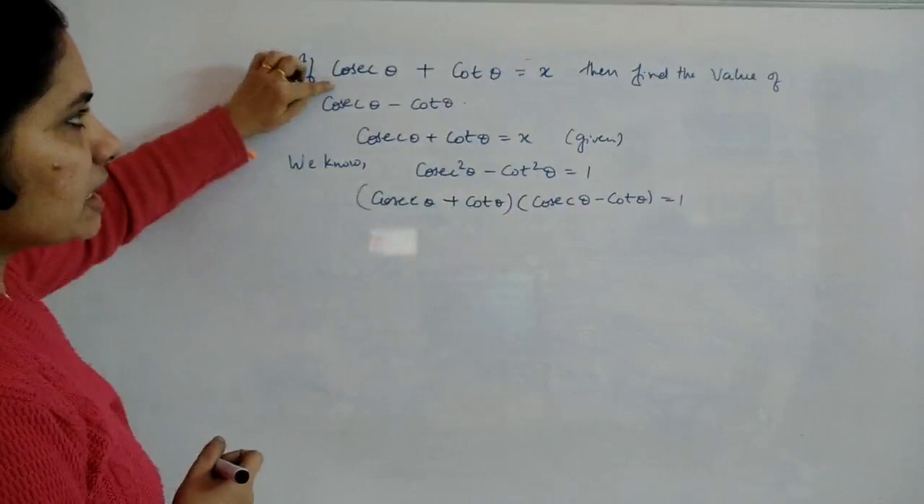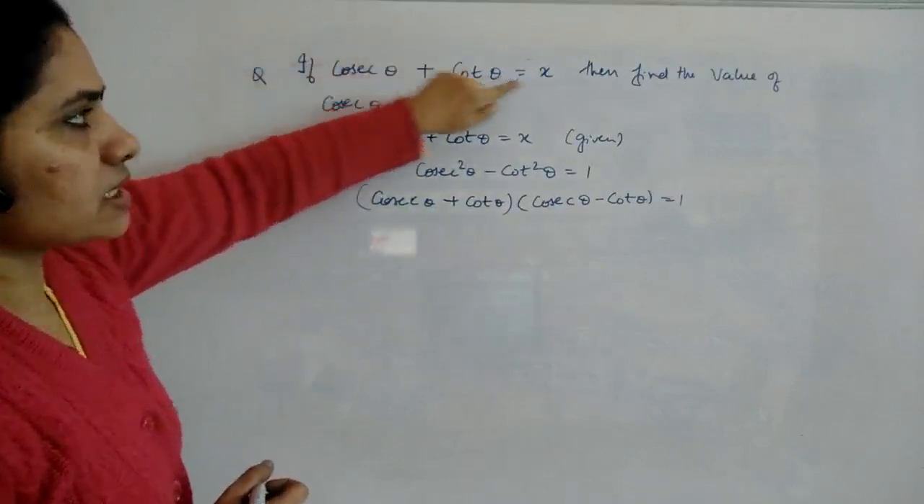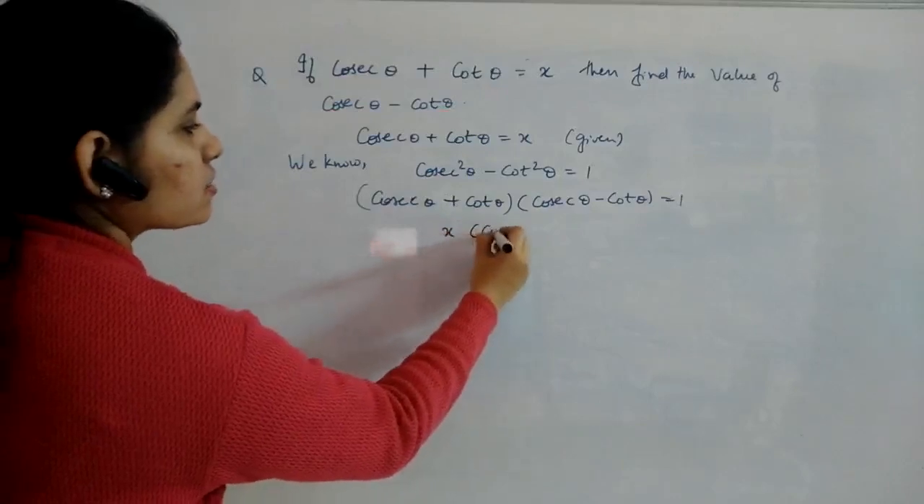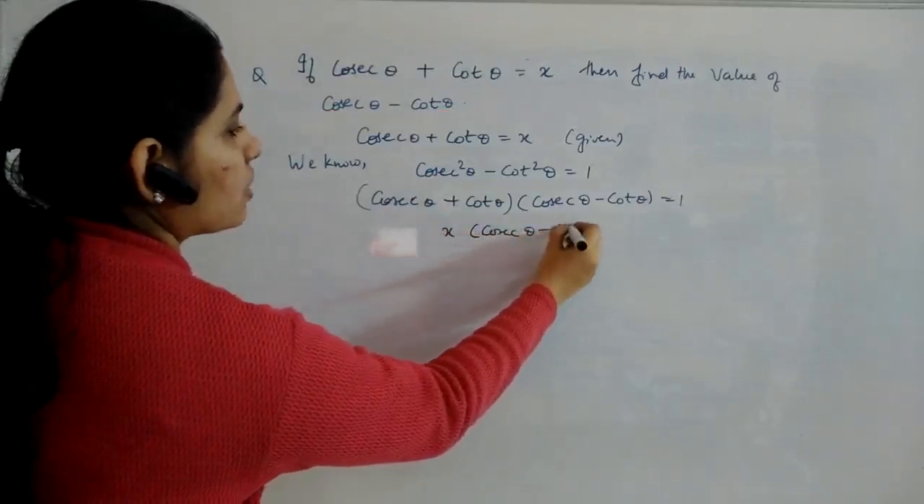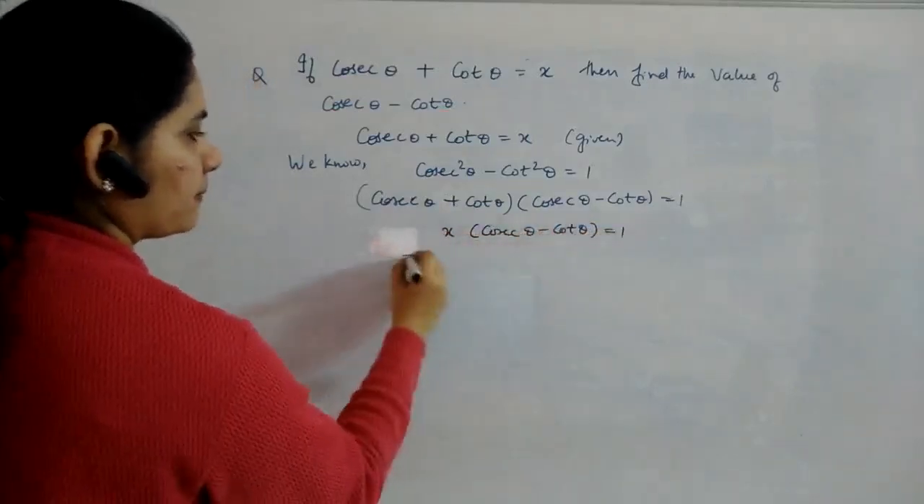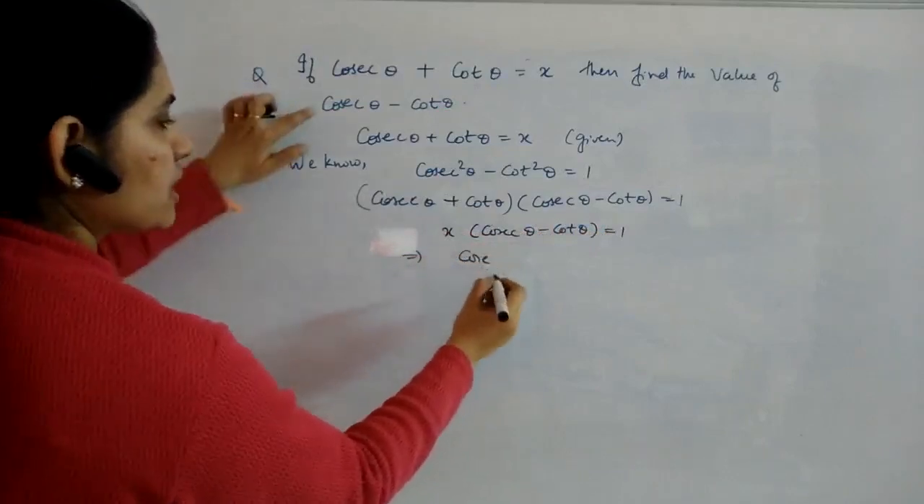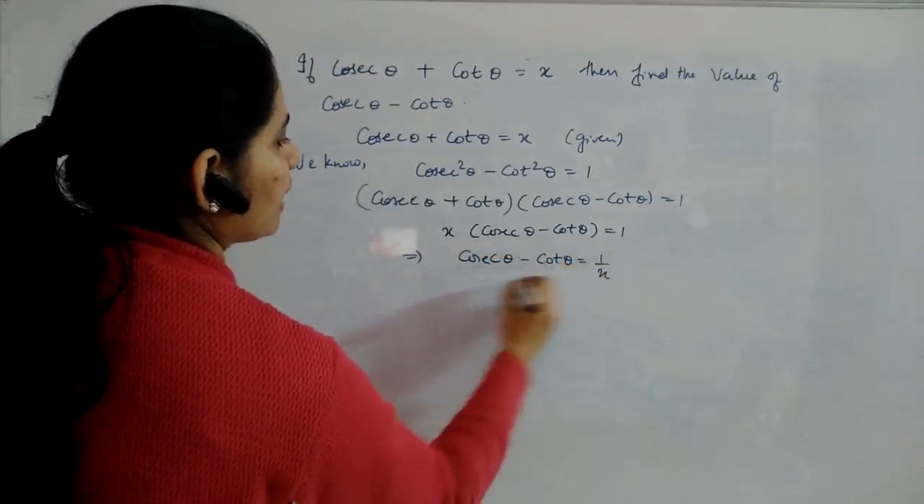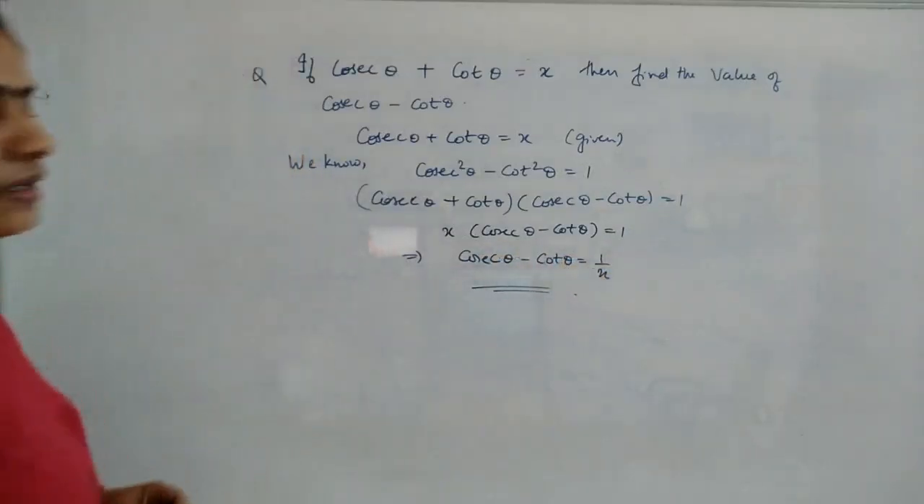Now what we have been given in the question is that cosec theta plus cot theta can be replaced with x. So here this will become x into cosec theta minus cot theta is equal to 1. So the thing which you need is cosec theta minus cot theta. That will be 1 by x. Okay, got?